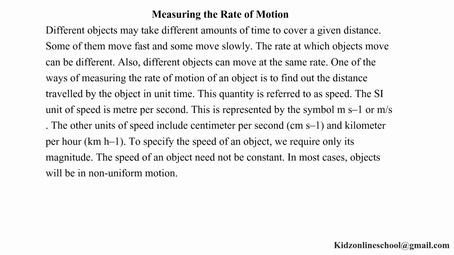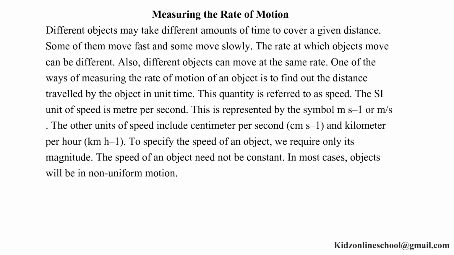Measuring the rate of motion. Different objects may take different amounts of time to cover a given distance. Some of them move fast and some move slowly. The rate at which objects move can be different. Also, different objects can move at the same rate.